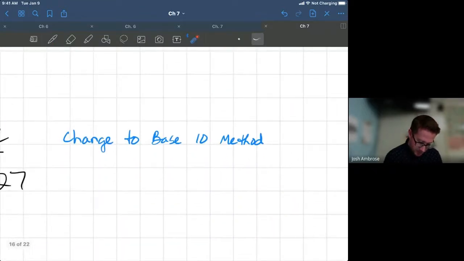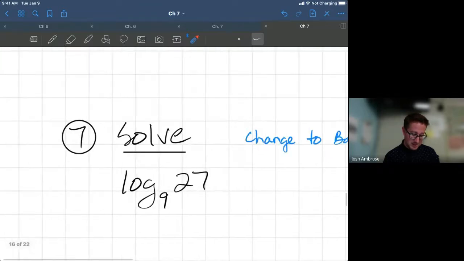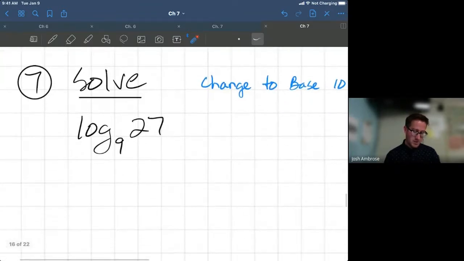Okay, so here comes the change to base 10 method. All right, now if you look in the textbook, this is usually going to be their first method, their method 1. Okay, I don't recommend using the method 2. Method 1 stays very consistent. You'll always have access to that calculator. So let's go ahead and use method 1, change to a base 10.